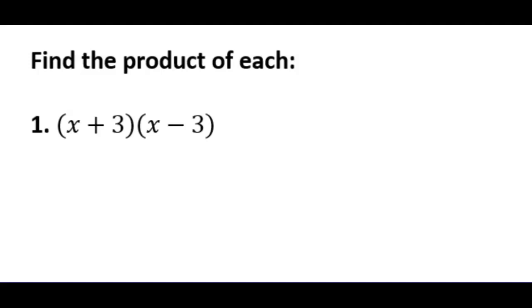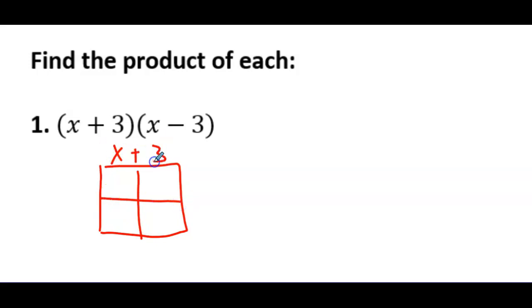In this product, we've got x plus 3 times x minus 3. So let's just do that using the box method. I've got x plus 3 on top and x minus 3 on the bottom. It doesn't matter where you put those, right?